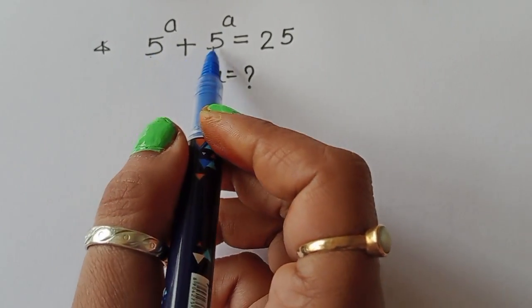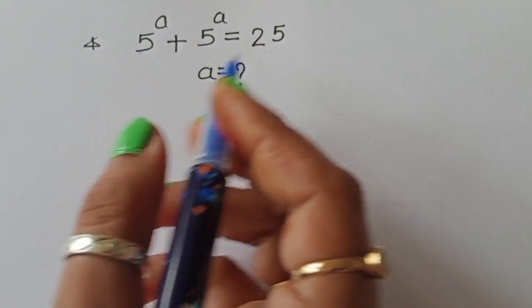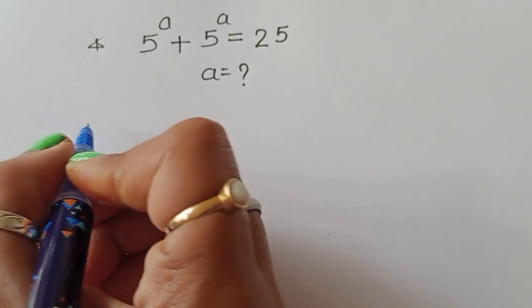Question: given 5^a + 5^a = 25, we have to find the value of a. How can we find the value of a? Let's see the solution.